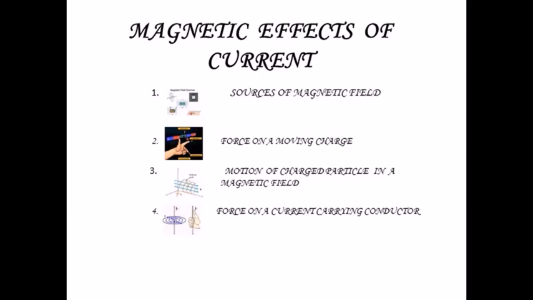So what all we are going to study in today's class: first is sources of magnetic field, what different sources are there that can produce the magnetic field. Once the sources are identified and we know that the magnetic field is there around those sources, if we put a moving charge or a current carrying conductor in the magnetic field, then we are going to keep our focus on the behavior of a moving charge and a current carrying conductor in the external magnetic field.